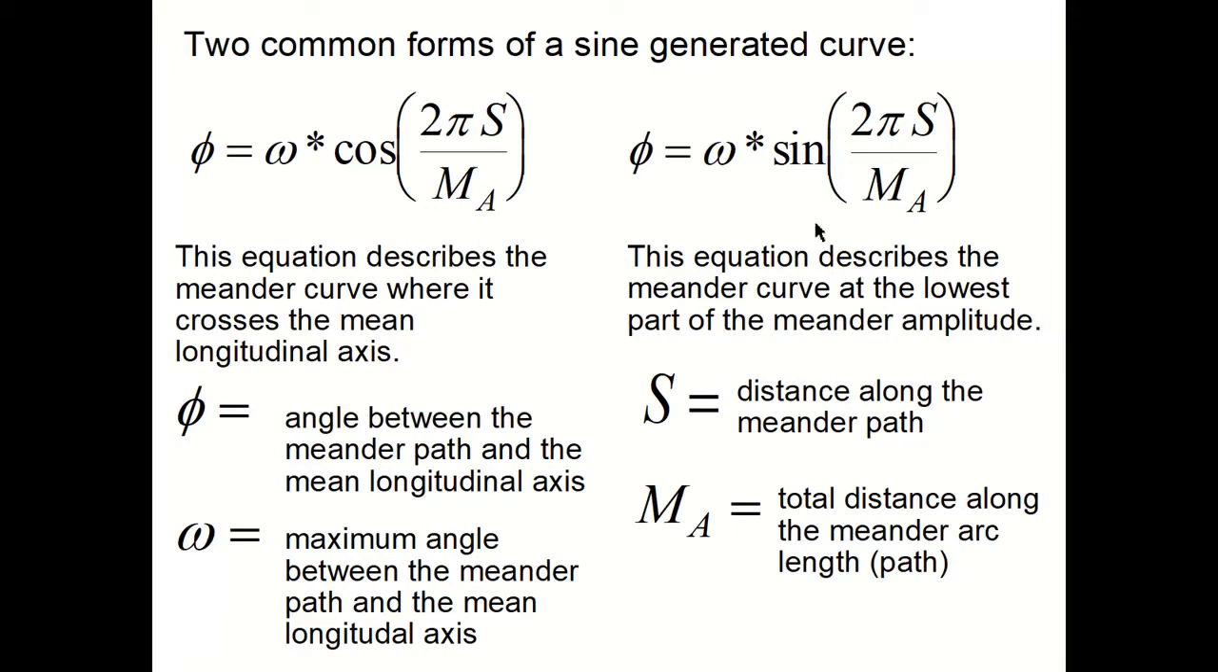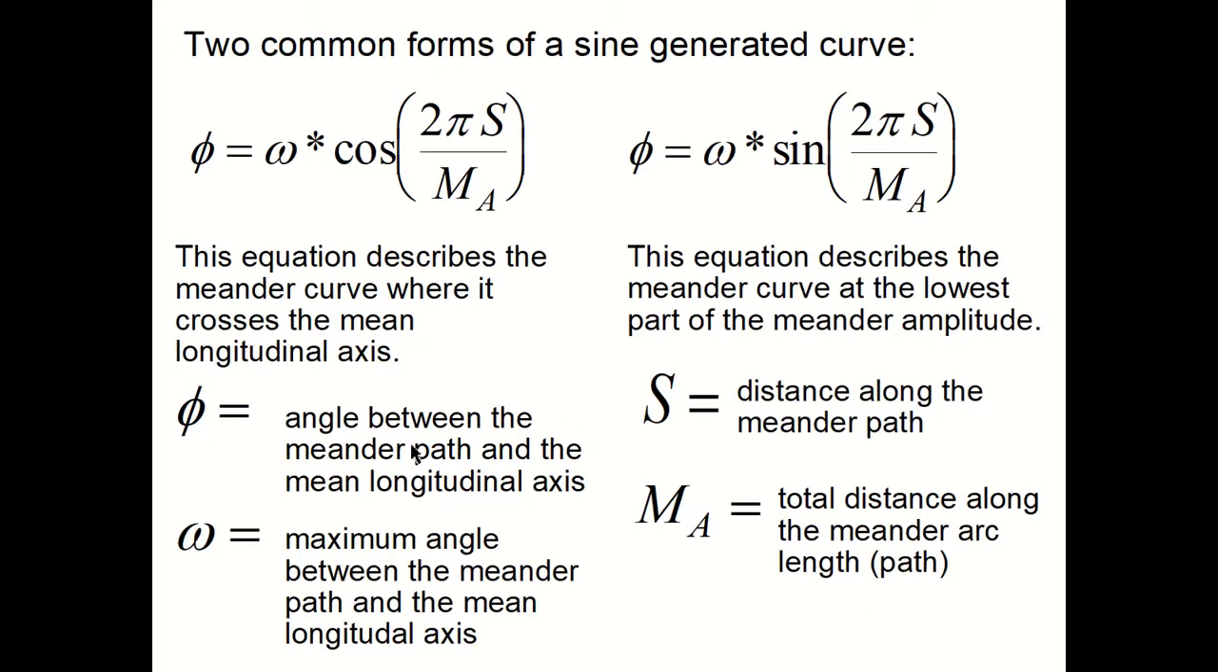Sine generated curve. There are two common forms. Phi is equal to omega times the cosine of 2 pi s divided by m sub a, or phi equals omega times the sine of 2 pi s divided by m sub a. The equation with the cosine describes the meander curve where it crosses the mean longitudinal axis. The sine equation describes the meander curve at the lowest part of the meander amplitude.